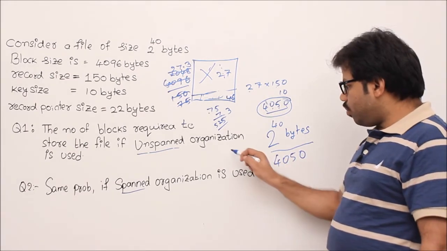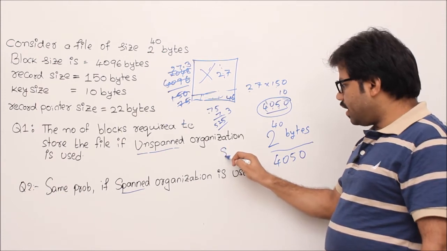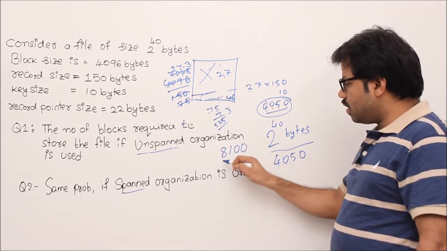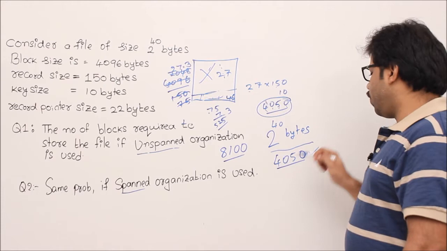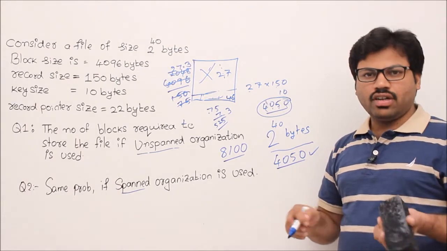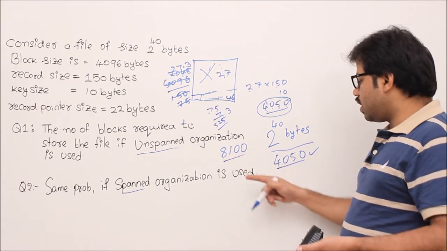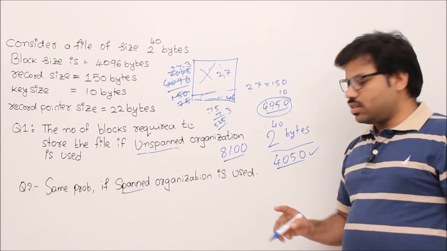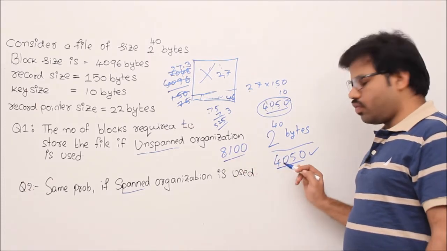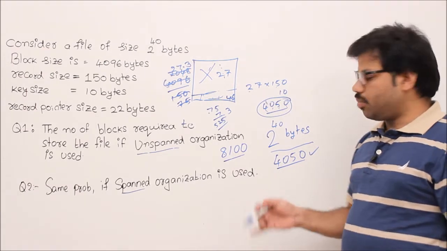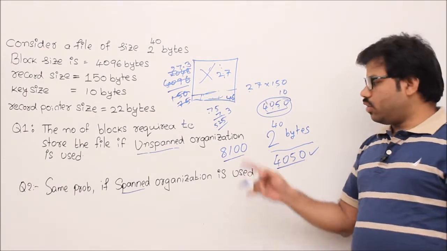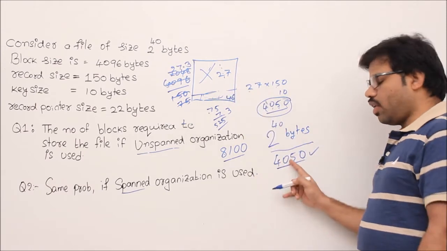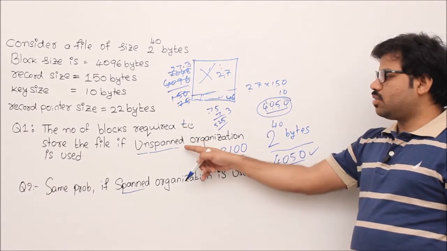Why, sir? For example, let's say you have exactly 8100 bytes. Your block capacity is 4050. Then how many such blocks are required? 8100 is nothing but 2 times 4050. That means 2 such blocks are required. So 8100 by 4050 would give that answer. That means finally what we have to do is divide the file size by the effective block size, because it is unspanned organization.